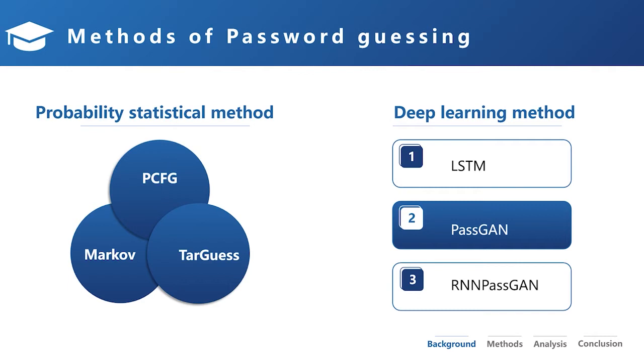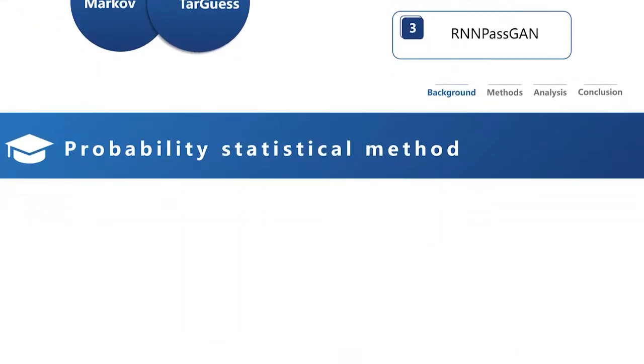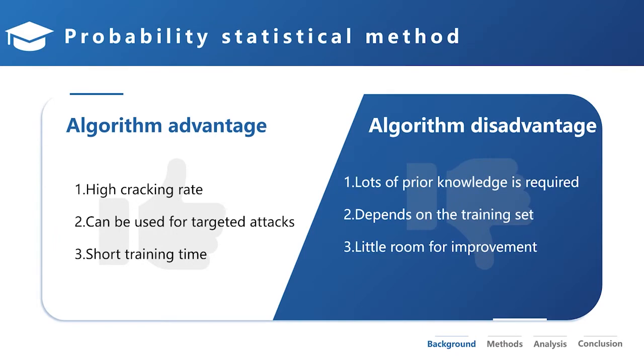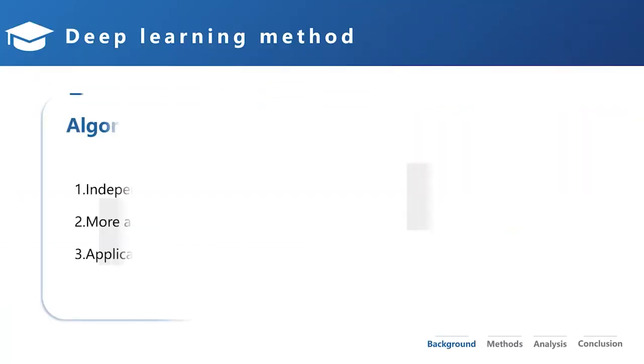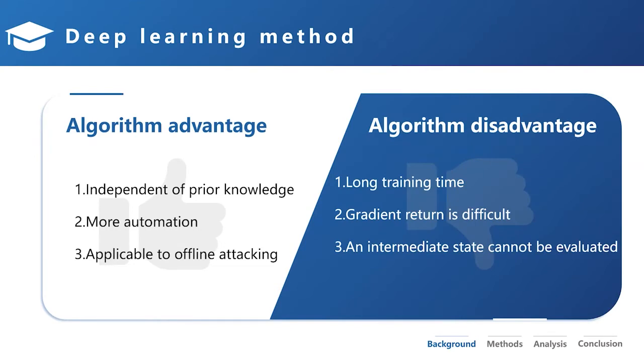Both of these different algorithms have their own advantages and disadvantages. The method based on probability statistics has a high crack rate and short training time, but it needs a lot of prior knowledge. However, methods based on deep learning don't rely on prior knowledge, but need a lot of time to train the model, and the crack rate is not very high.